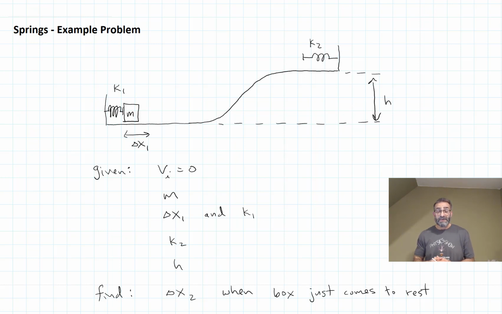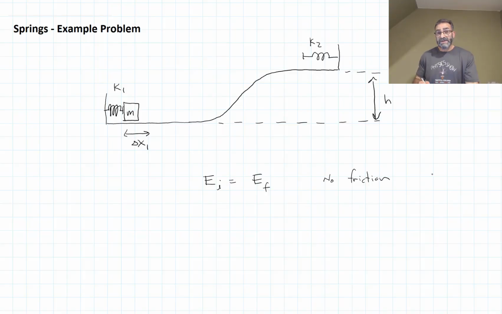Energy seems like a good approach. Whenever we have springs in our system, energy tends to be one of our go-to methods for solving the problem. And because our surfaces are frictionless, we can say the mechanical energy at the beginning of the problem and the mechanical energy at the end of the problem is the same.